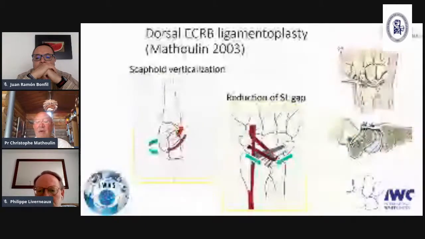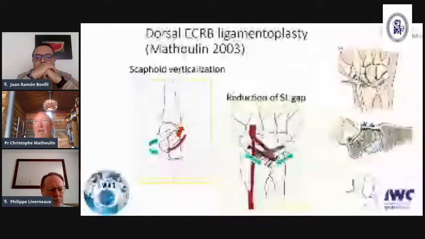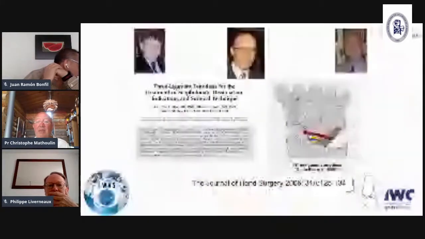At this period, I also published the dorsal CRB ligamentoplasty, which is not such a bad result, but the problem is always the same. With this technique, we obtain a stabilization or not, but if we obtain a good stabilization, the price is a decrease of wrist flexion, which is not acceptable.